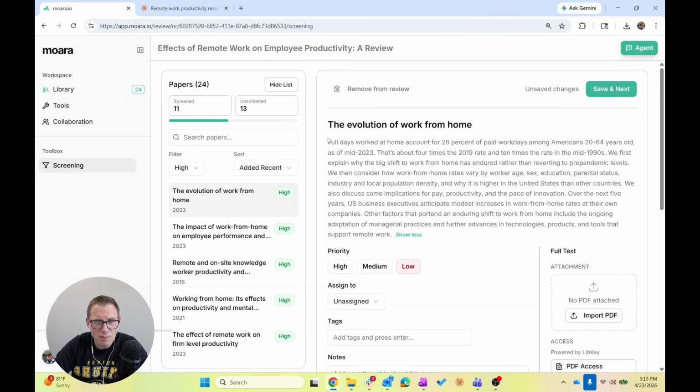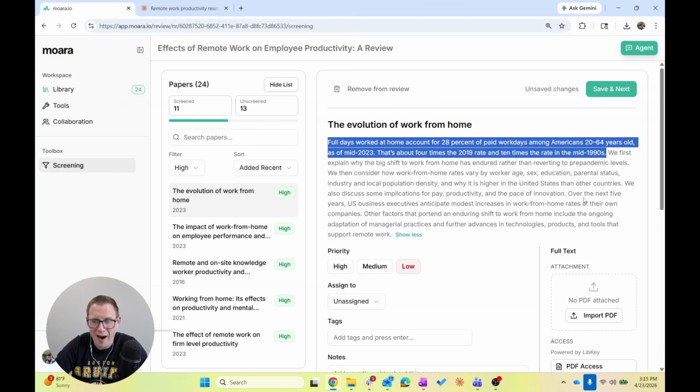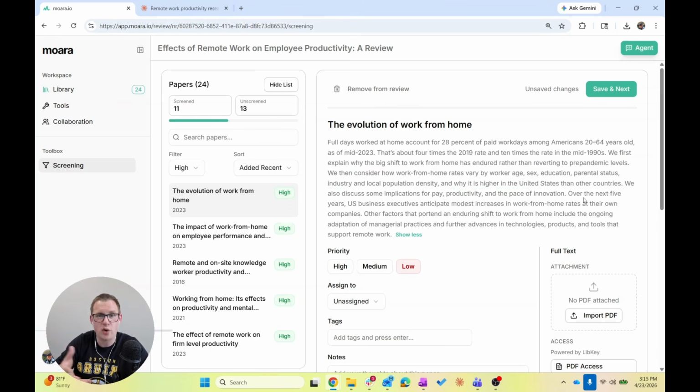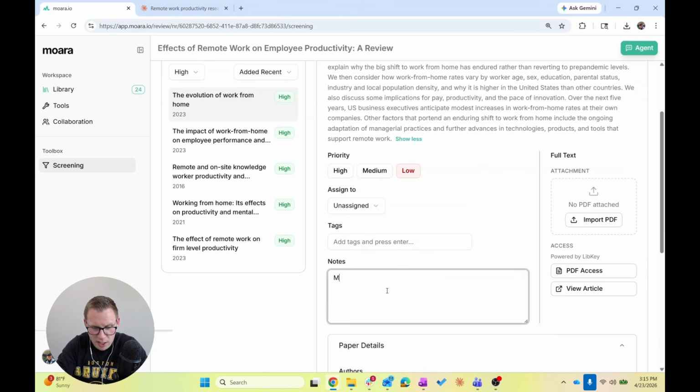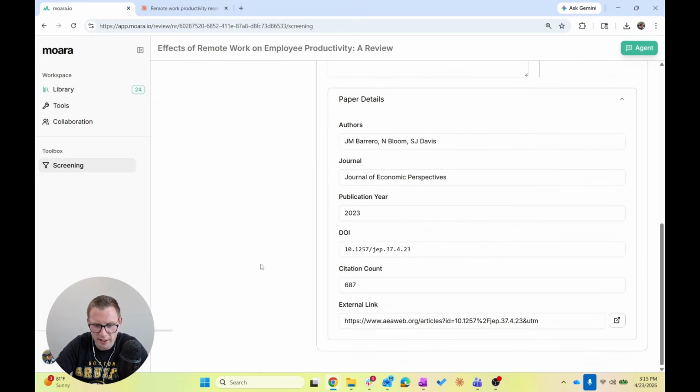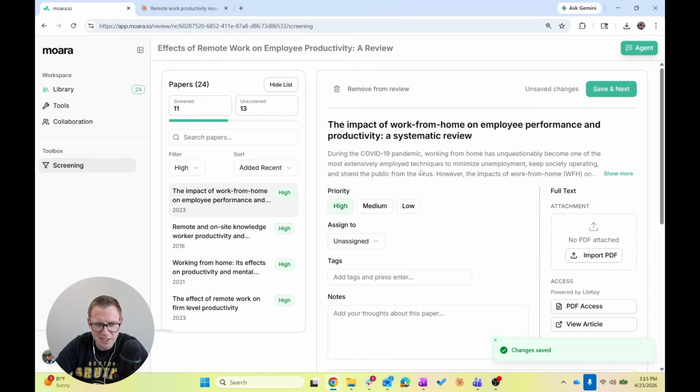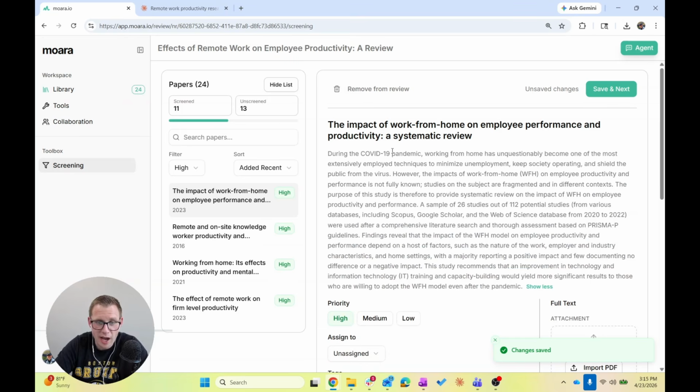B, the key contribution appears to be the trend analysis, if you will, the summary statistics of work from home numbers over time. So I'm going to go ahead and mark that, and I'm going to say more about trend analyses and summary stats versus, say, studying causal effects, if you will, or again, regression modeling, for example. Click Save and Next. Let's see if we can come across one of these high important studies.